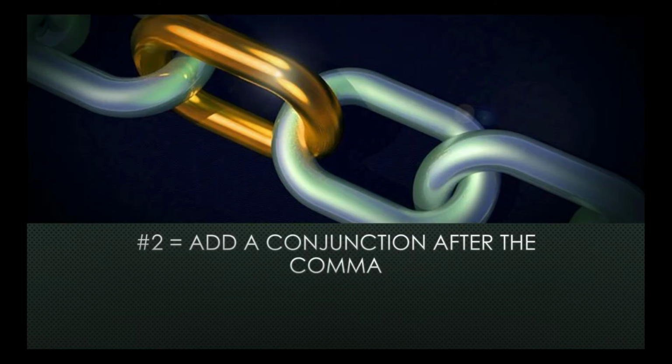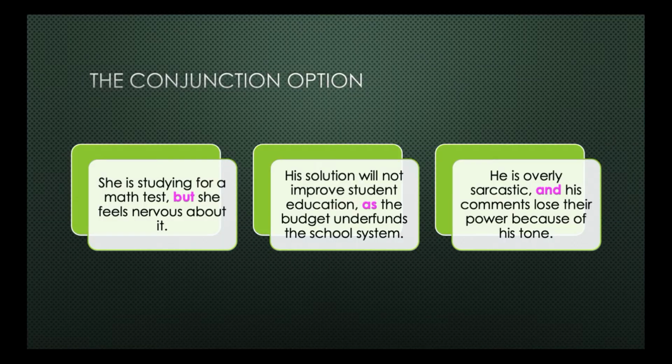Solution number 2. Add a conjunction after the comma that separates the 2 clauses. This way you can demonstrate a relationship between the 2 ideas and guide your reader more directly. She is studying for a math test, comma, but she feels nervous about it. His solution will not improve student education, comma, as the budget underfunds the school system. He is overly sarcastic, comma, and his comments lose their power because of his tone.